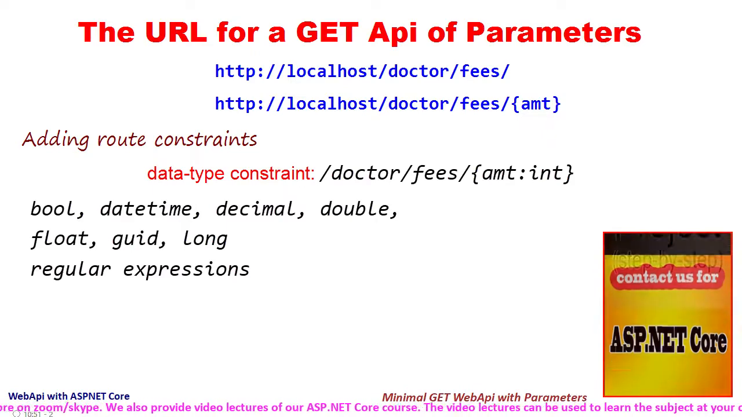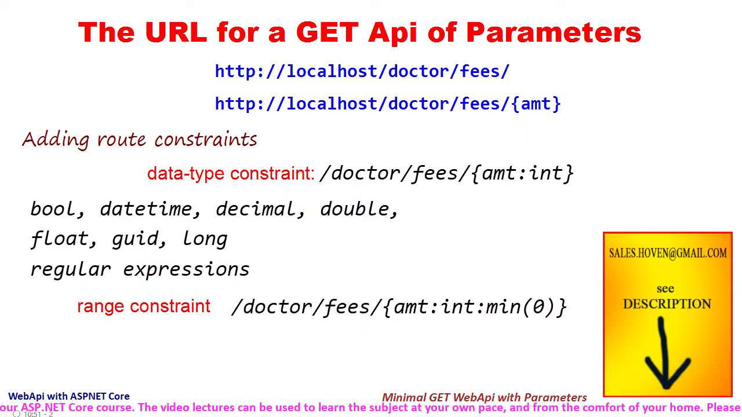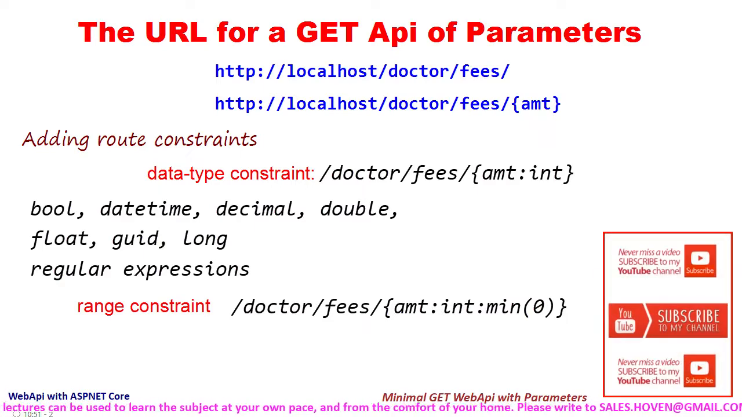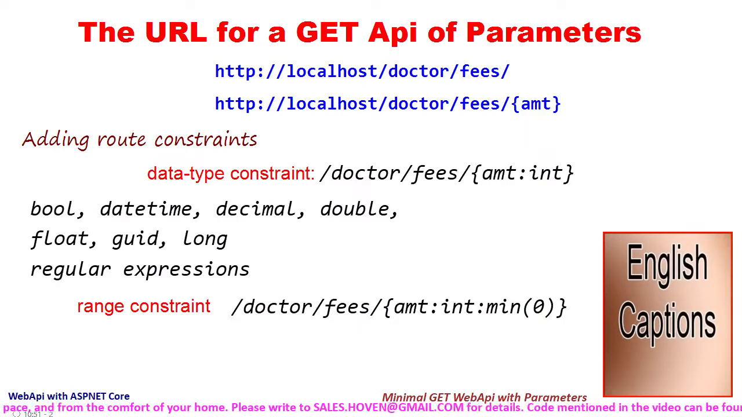And next, a range constraint can be added also. For example, we can specify a minimum value. A minimum value of 0 can be specified like this: /doctor/fees/{AMT:int:min(0)}, followed by the minimum value that we want to specify.